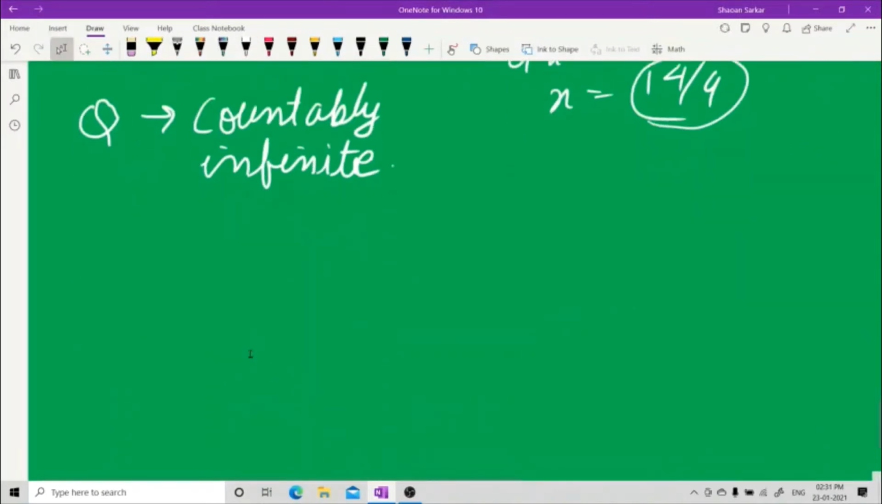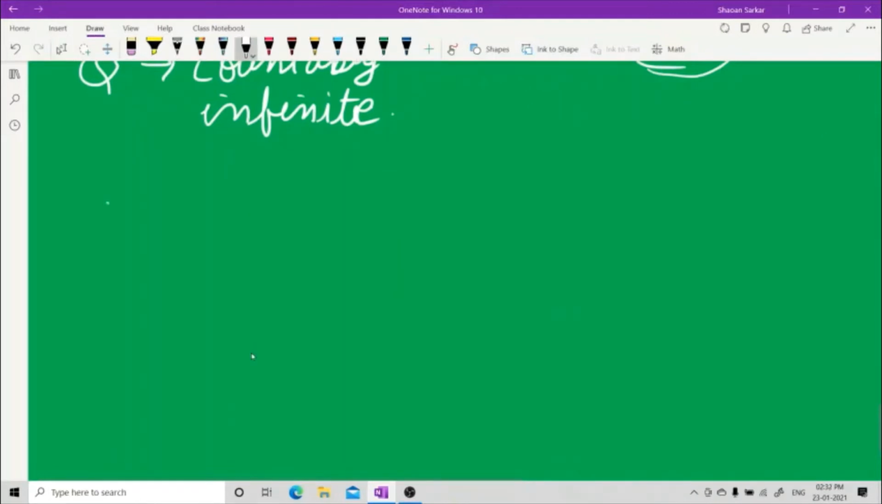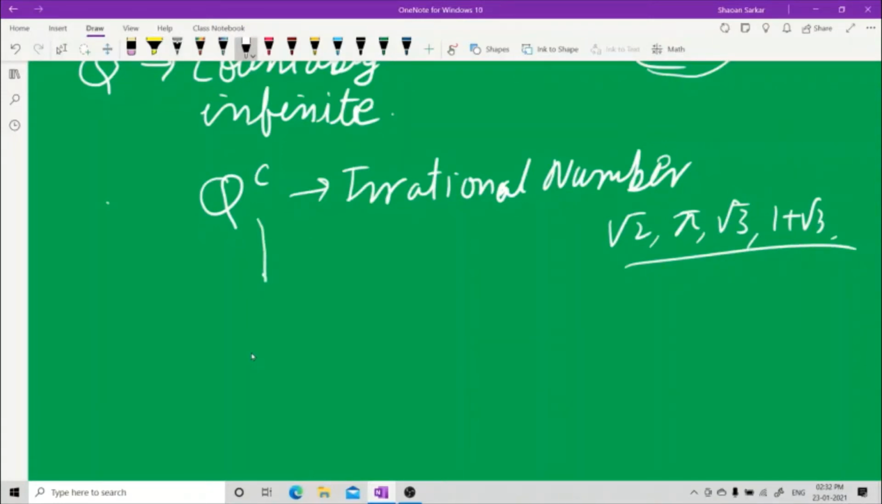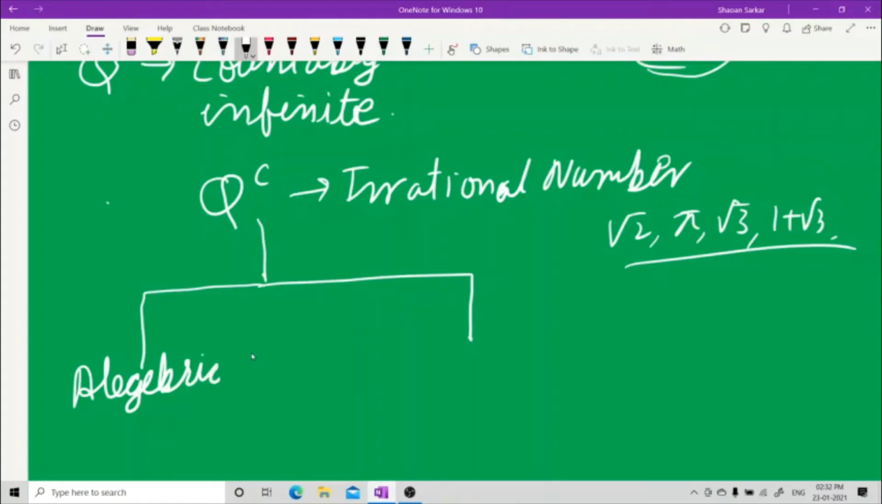Now let's see irrational numbers. You denote them by Q complement. Now, you have seen these numbers in class 10th: under root 2, pi, under root 3, something like 1 plus under root 3. These are all irrational numbers. Now let us see what irrationals are. Irrationals are of two types: algebraic numbers and transcendental numbers.